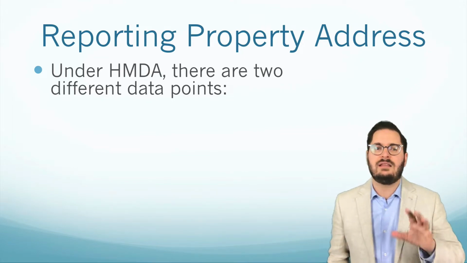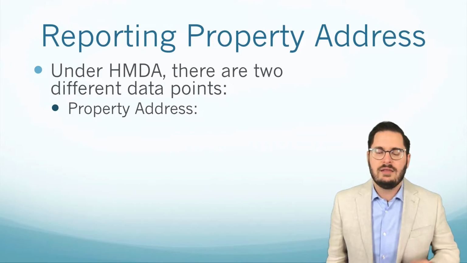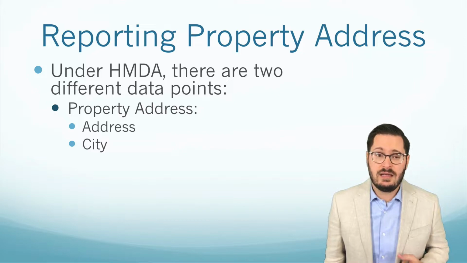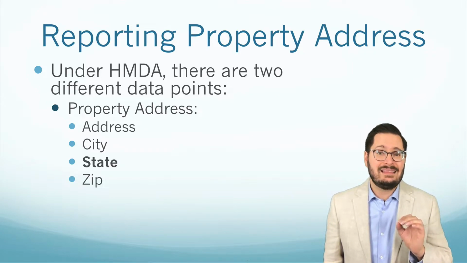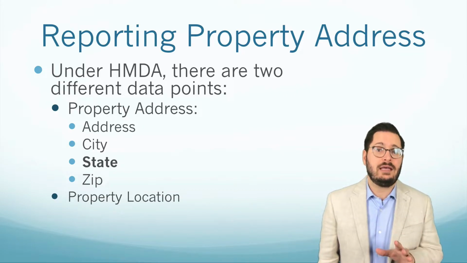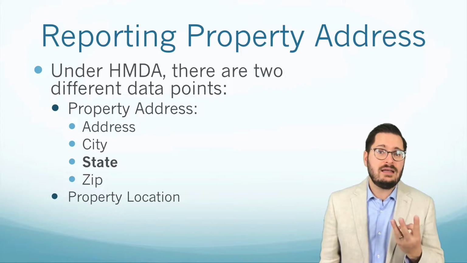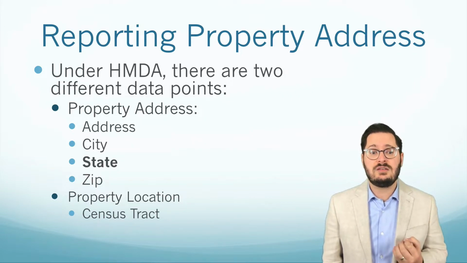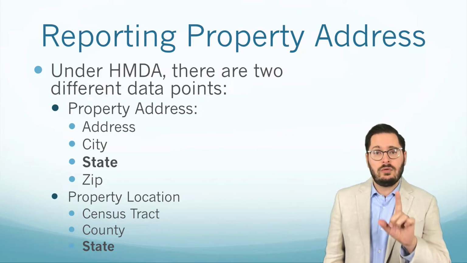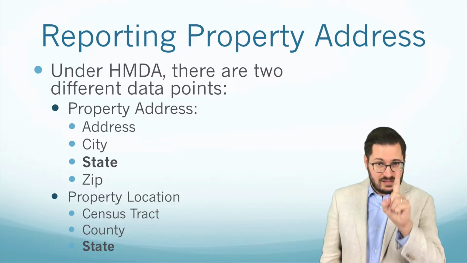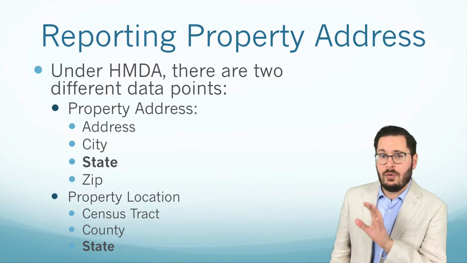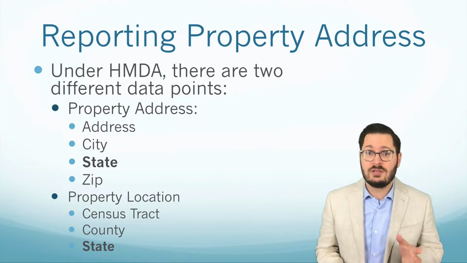I need to clarify that there are actually two different data points. There's the property address, which includes the street address, the city, the state, and the zip. The other data point is property location, which has three data fields: the census tract, the county, and the state. On your LAR, what's interesting is you only have one field for state, but that state applies to both the property address data point as well as the property location data point. Are you following me so far?